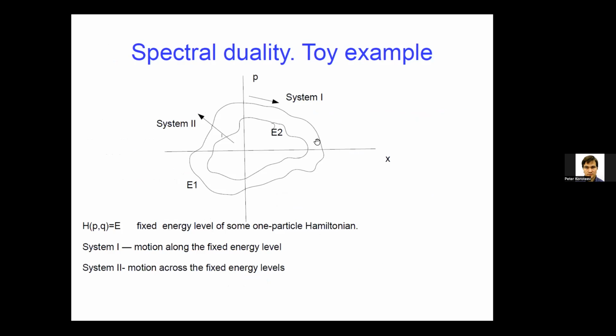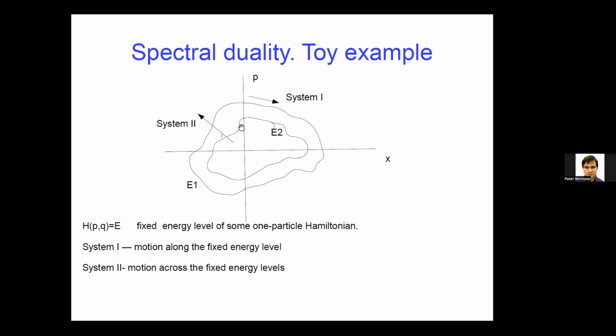So let me turn to the first example of duality to describe this duality. Let me consider 2 simplest examples. So let us consider some Hamiltonian system and consider energy levels of the Hamiltonian system on the phase space. P and X are coordinates on the phase space.